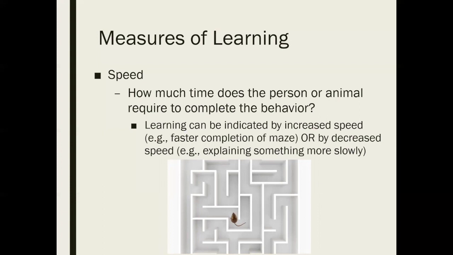Now, they can measure errors too, of course. They could measure something like the number of wrong turns that the rat makes while it navigates the maze, but a decrease in the time required to reach the end of the maze would also demonstrate learning as an increase in speed. Or here's another example.